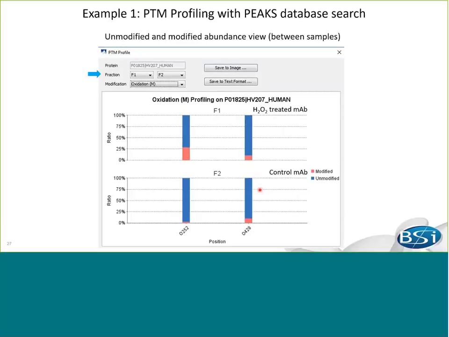You can also choose to display two samples in the bar graph. So now we can see that methionine at position 252 is more sensitive to hydrogen peroxide oxidation compared to methionine at position 428.